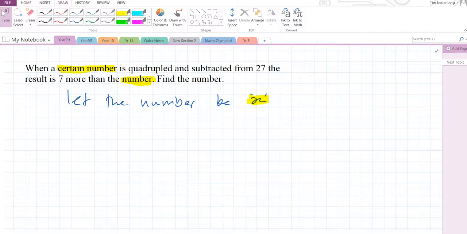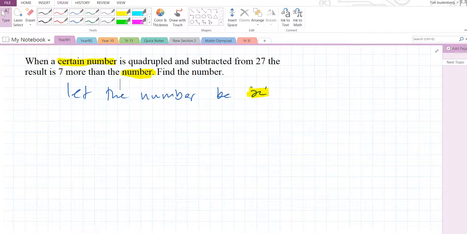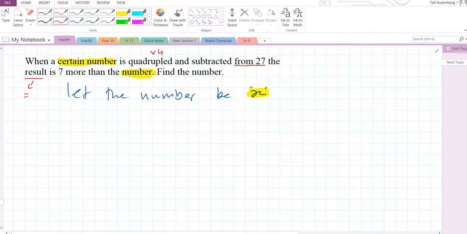Now, step 2, if you remember. No, we're up to step 3. Write an equation. This sort of question makes the equation quite easy to set up. When a certain number is quadrupled, this means multiplied by 4, and subtracted from 27, the result means equal sign, is 7 more than the number. And more means plus. So, in equation terms, this would be 27 take 4 lots of our number is equal to 7 more than that number.